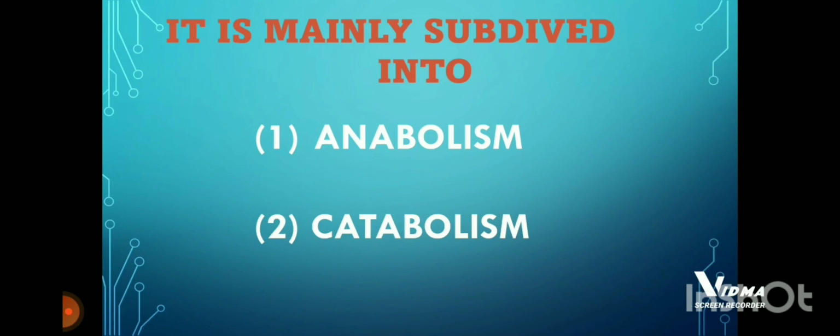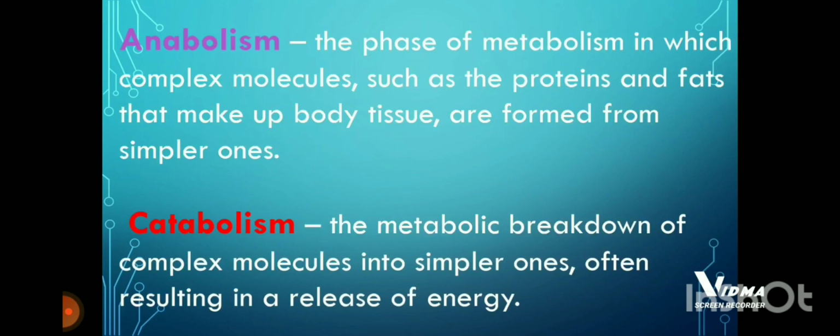What is catabolism? In catabolism, the complex molecules formed in the phase of anabolism break down into simpler ones. And during the breakdown of the complex molecules in catabolism, they release energy, and the energy is provided to the cell to carry out their function as well as sustain life.